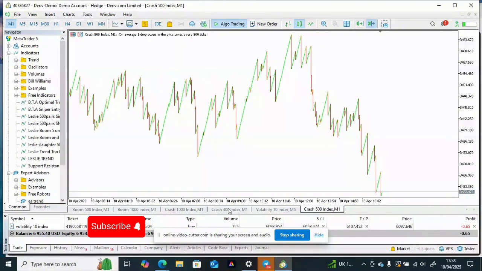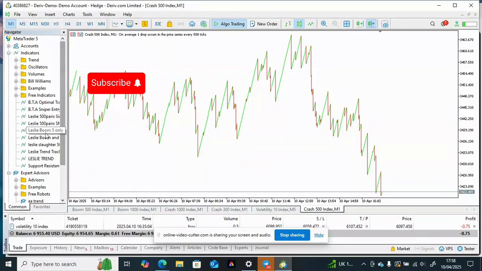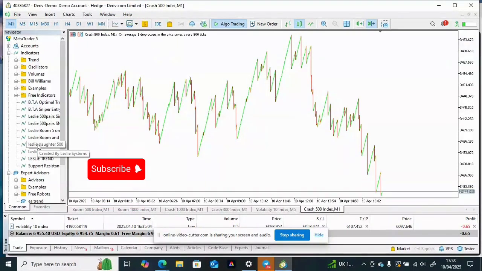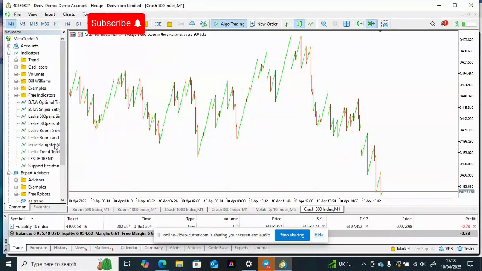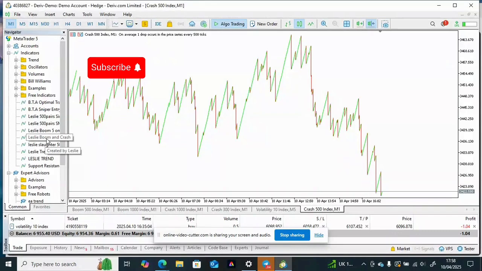Right, so let's begin. I have quite a few indicators. As you can see on my indicator panel, they are all Leslie. Yes, I like to put my name on anything. Which one do I want to give you now? I want to give you Leslie Boom and Crash.